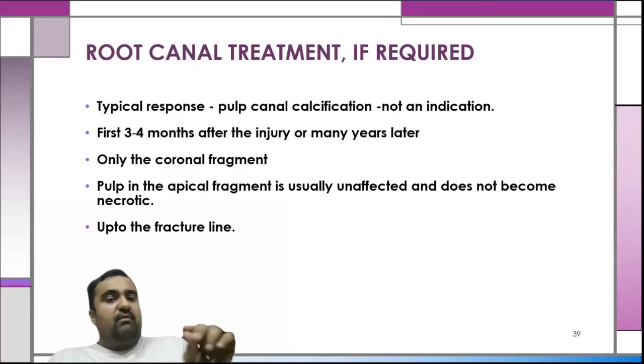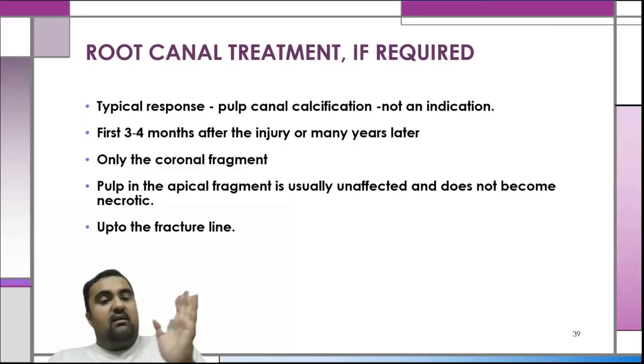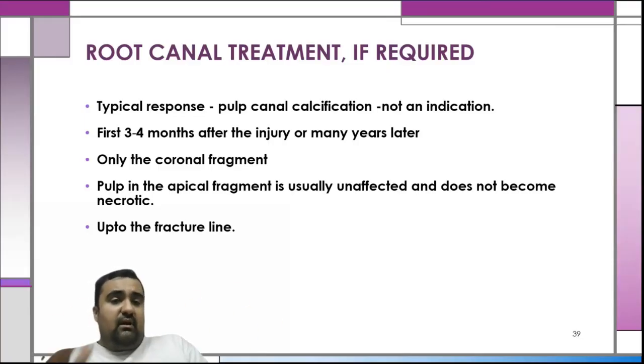The first 3 to 4 months after the injury, or many years later, it could be done. Only the coronal fragment is treated. The pulp in the apical fragment is usually unaffected and does not become necrotic. And you can obturate up to the fracture line, depending on the extent of the fracture.